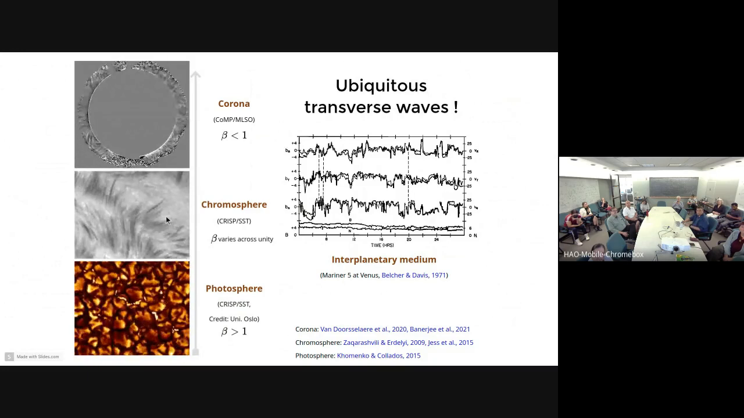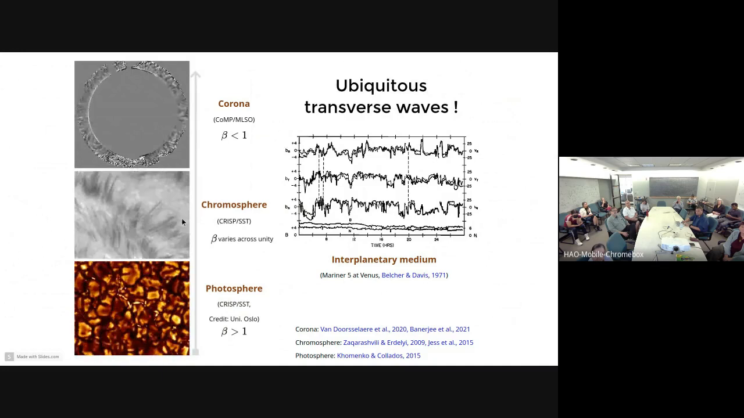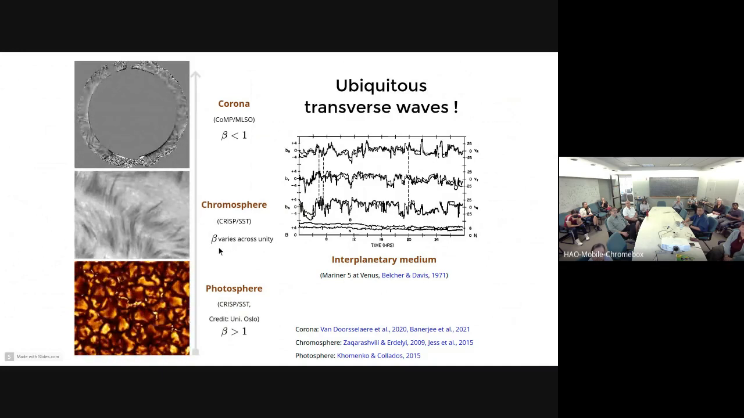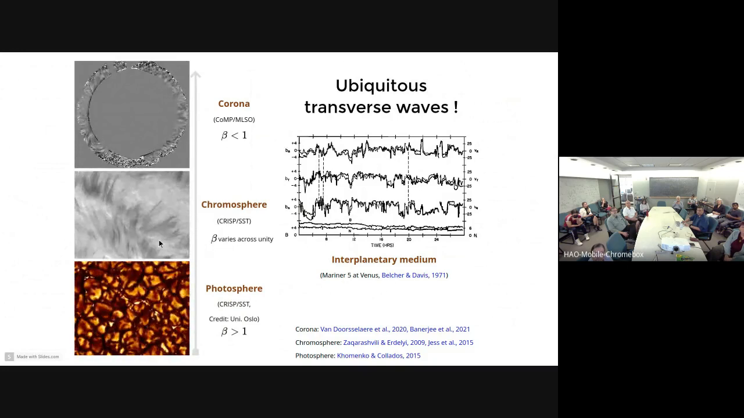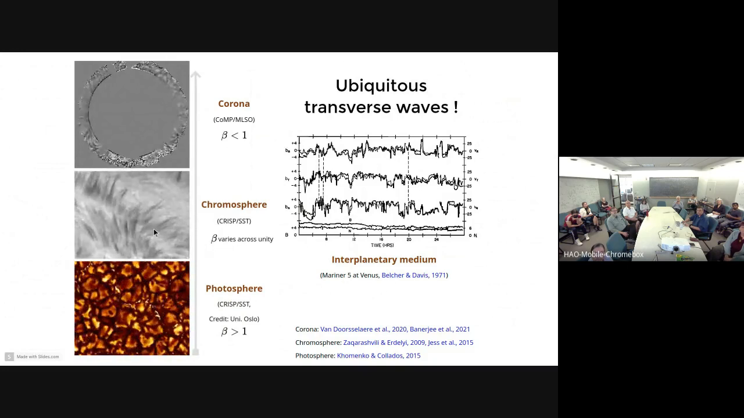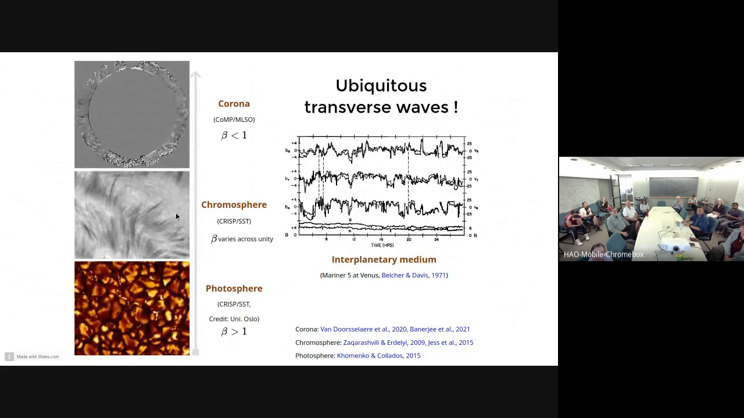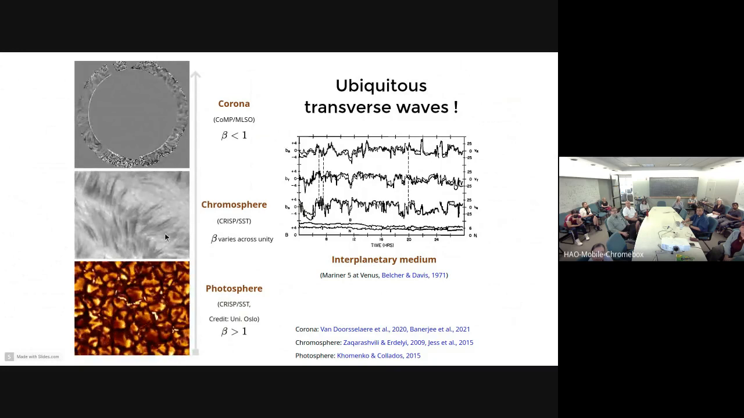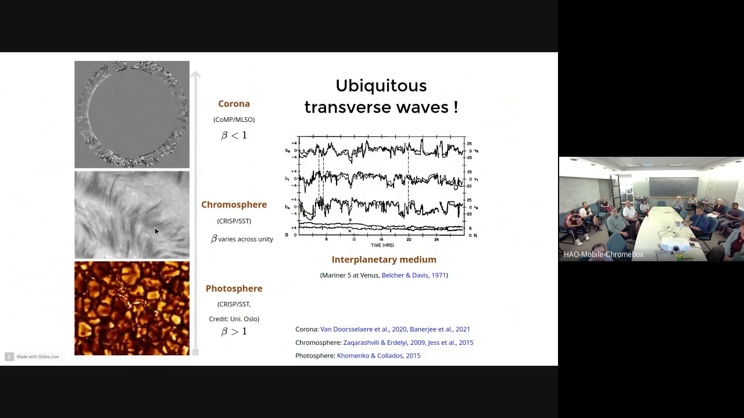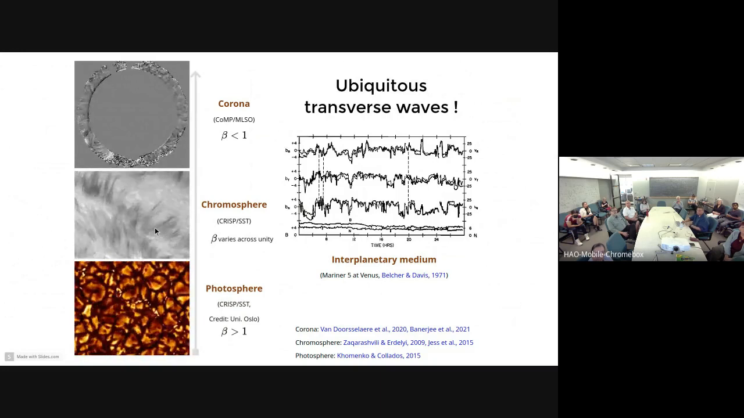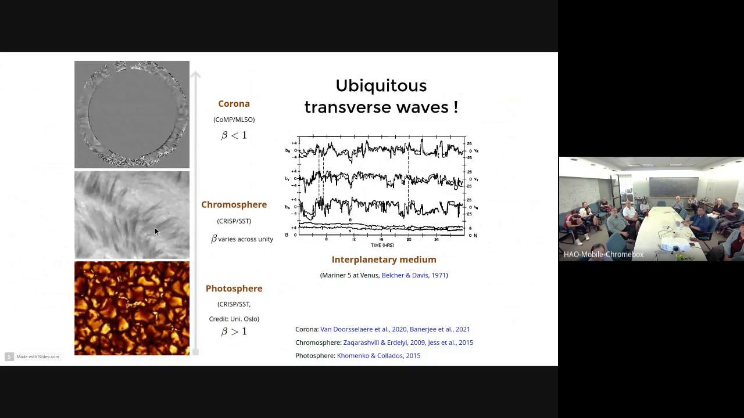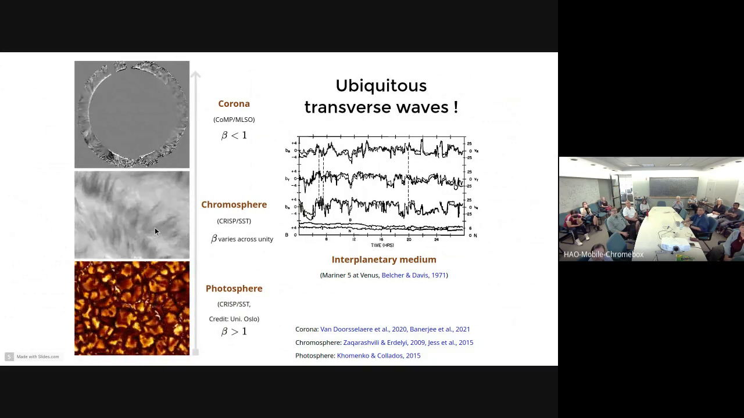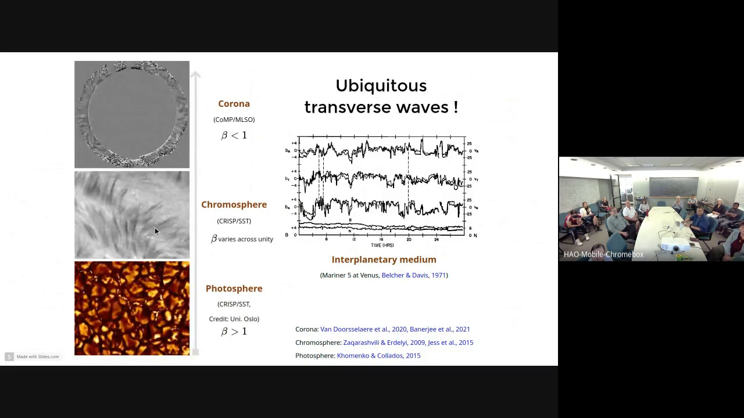Going up in the chromosphere, where the conditions are even more complicated, the plasma beta varies across unity, and what it means is that this structure actually goes from regions where the plasma pressure is dominant to magnetic pressure dominant regions. And while doing so, these features show bulk motions, which are the transverse motions, and whether we are looking at regions with weak magnetic concentrations or strong magnetic concentrations, these are kind of ubiquitous in there.